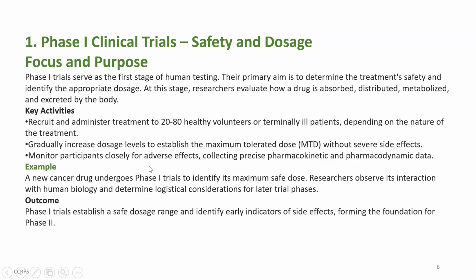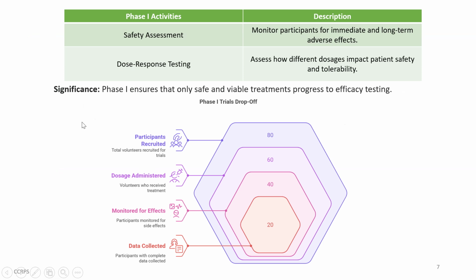And here is a diagram: phase 1 activities and description. Safety assessment: monitor participants for immediate and long-term adverse effects. Dose response testing: assess how different dosages impact patient safety and tolerability. The significance here: phase 1 ensures that only safe and viable treatments progress to efficacy testing. And here is a diagram on phase 1 trials drop-off.